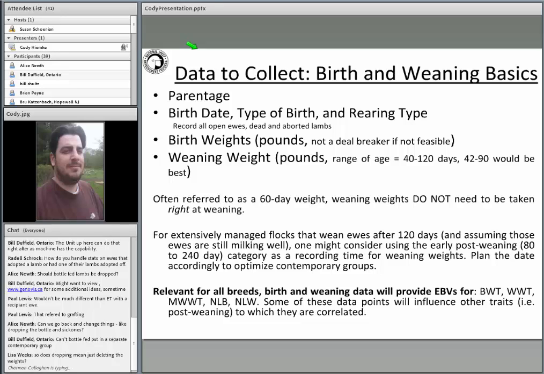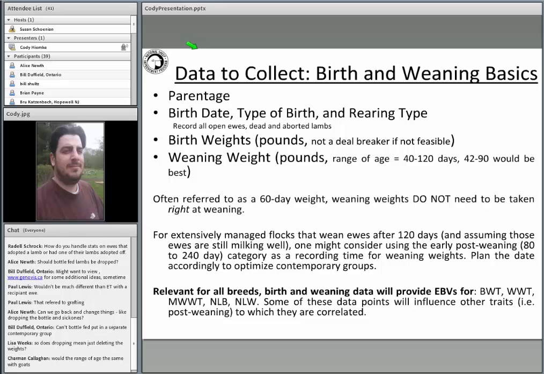And something that Dave and I talked quite a bit about was how you manage some of the more extensively managed flocks and their weaning weights, because a lot of them are going to wean after 120 days. This is going to be some of the Western range flocks, potentially some of the forage-based flocks. And in that case, if you're not going to be weighing within a 40 to 120 day window, or if you're going to be weighing at 110 to 130 days, you're going to want to take a look and see what makes the best contemporary group.